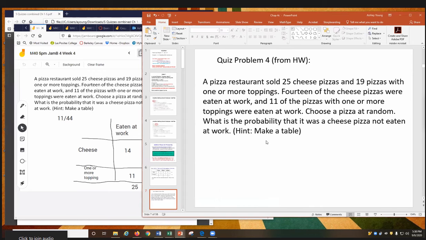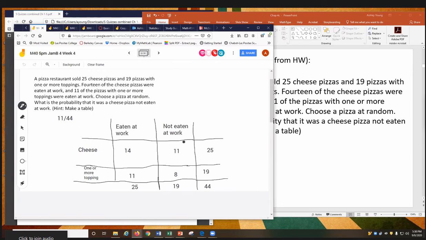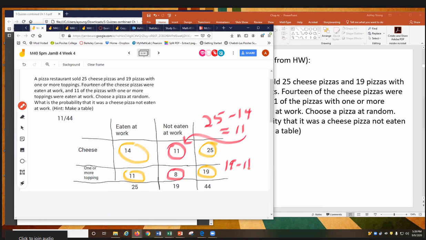So you're going to say, okay, I know they give me the 25. They gave you this, they gave you that. They also gave you this and that. If you know these 2 things, you can subtract them to figure out this guy here, right? Because out of 25 cheese pizzas, 14 are at work. That means the rest were not at work. So 25 minus 14 equals 11. And that's the number that goes there. Likewise, you can find the same thing here, right? This is 19 minus 11. That's where you get your 8 from.